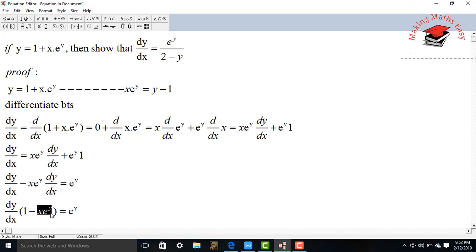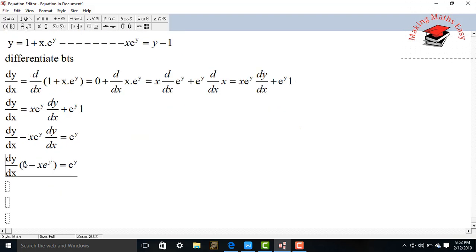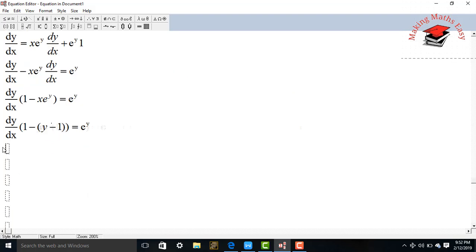Instead of e raised to y, we will put y minus 1. So replacing e raised to y by y minus 1, we will get the answer as this, and then this is minus 1, and we will put a bracket over here because it is a combined whole expression, so we need to put the bracket in order to solve it.